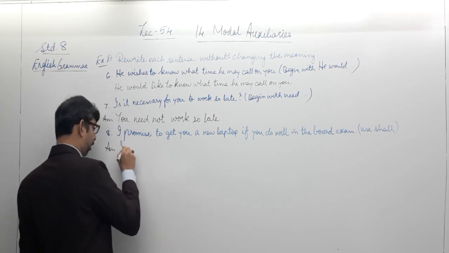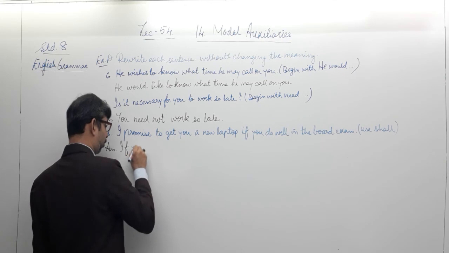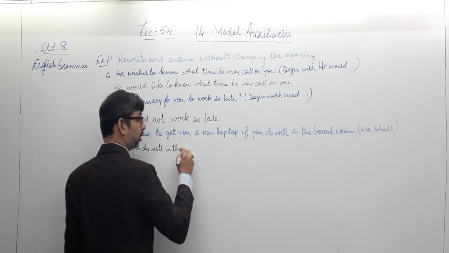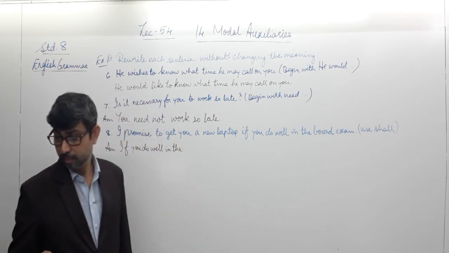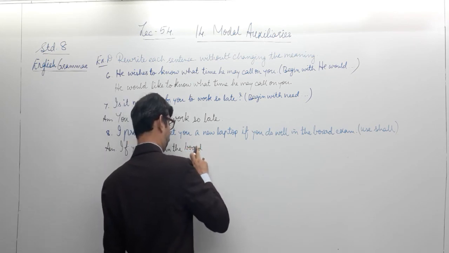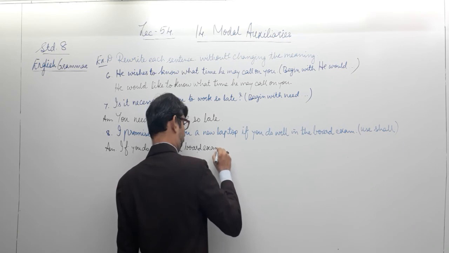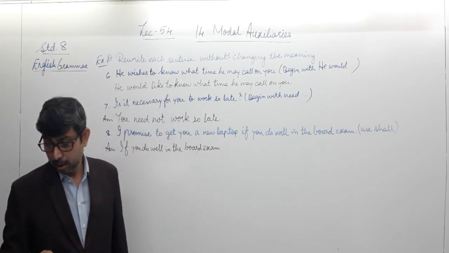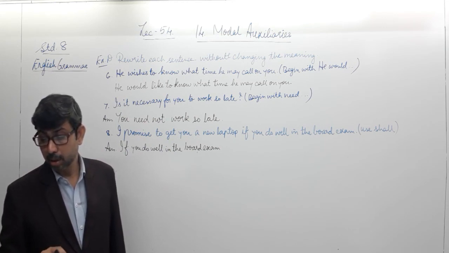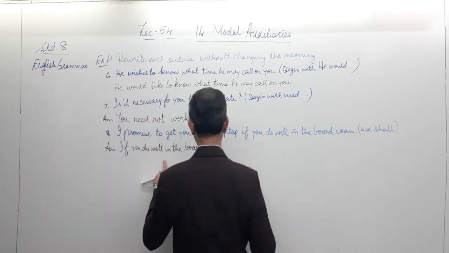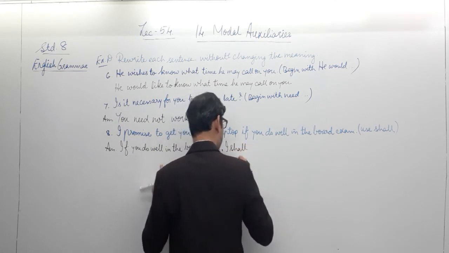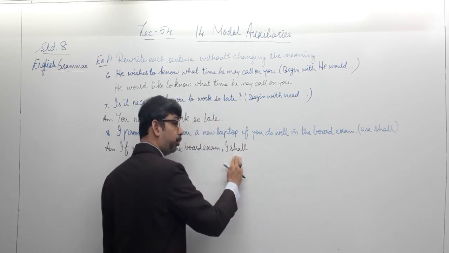Let's write the answer. If you do well in the examination or in the board exam, well, this is a dependent clause, therefore we require to apply a comma over here. If you do well in the board exam, comma, then we write I shall. This is the place where you're using the word shall, which we are supposed to use in the sentence.